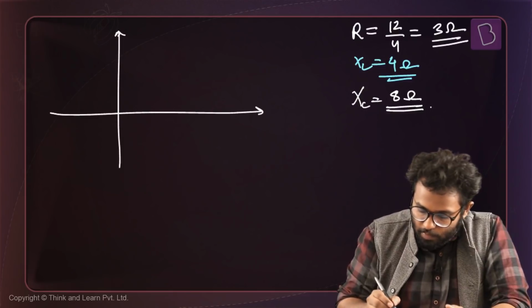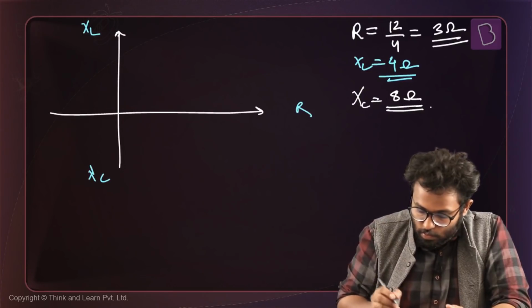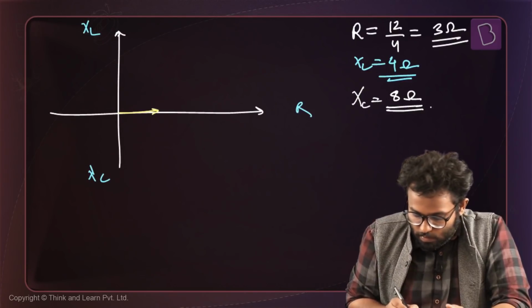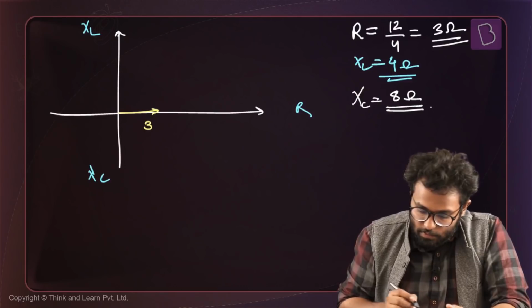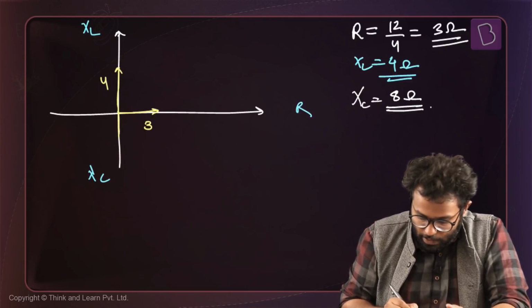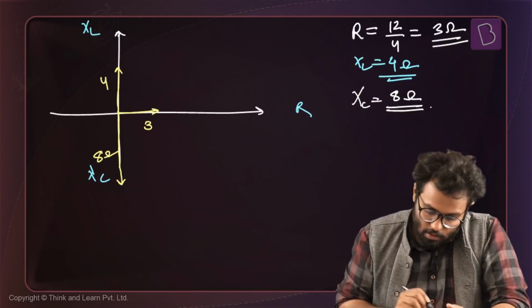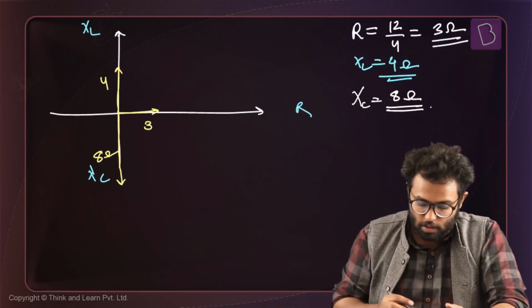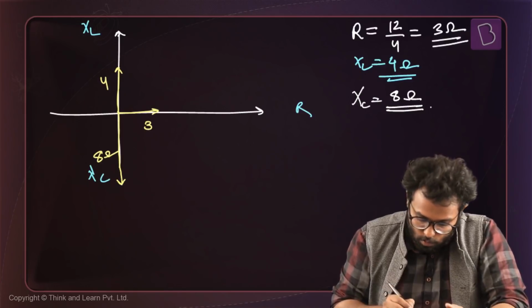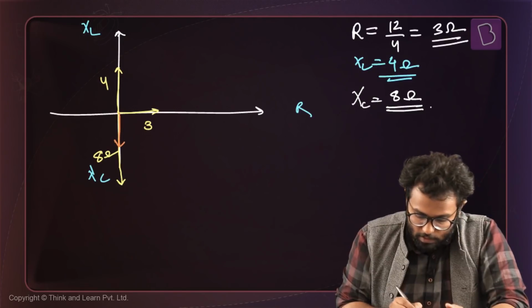Here on the top we have the XL, here we have XC, here we have R. So R is equal to 3, so this is my 3 here. XL is equal to 4, so this is 4 here. And XC is equal to 8, so this here is 8, right? Alright, so 3, 4 and 8. So the net is going to be towards the capacitor side, which will be 4. So I'll get a 4 here, right?